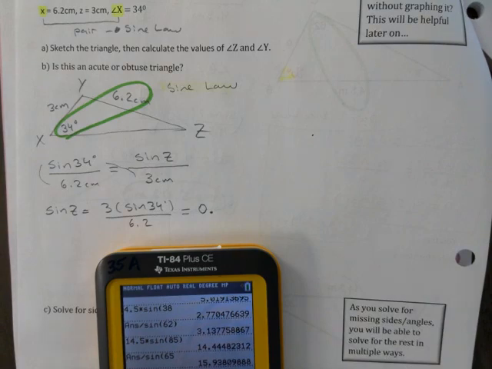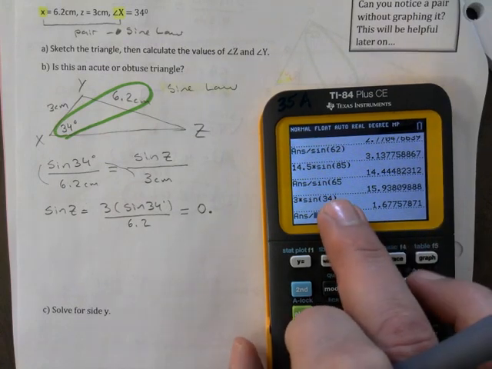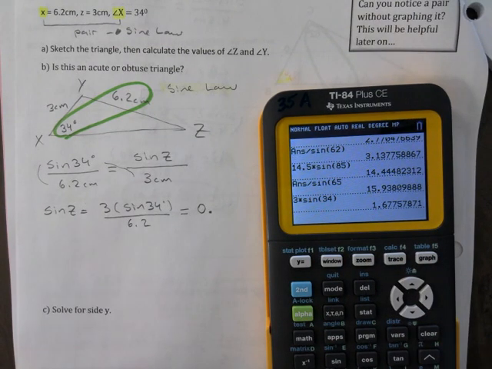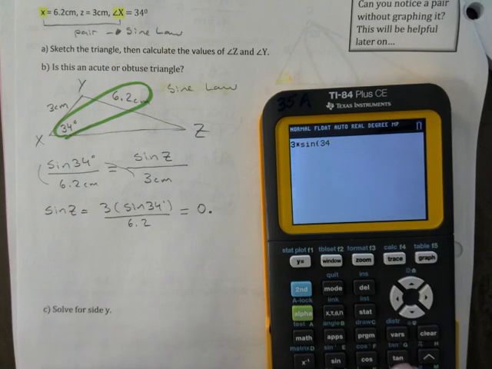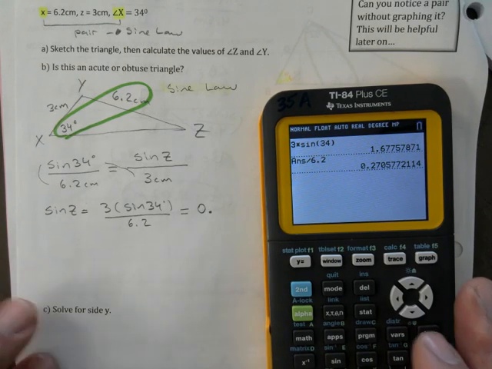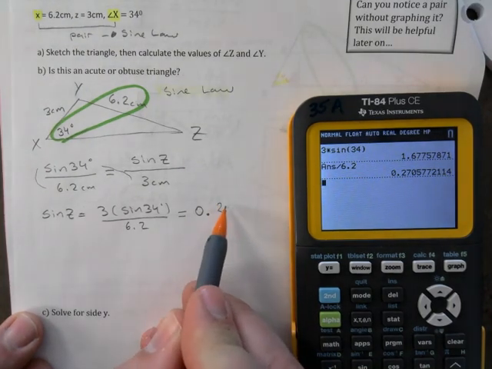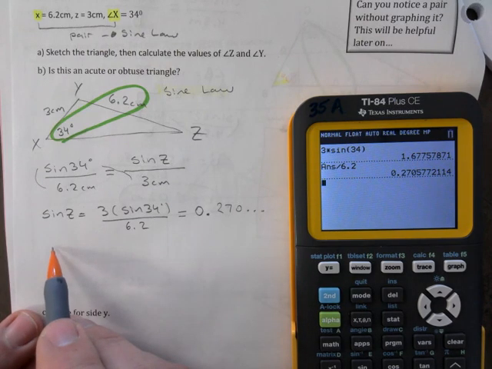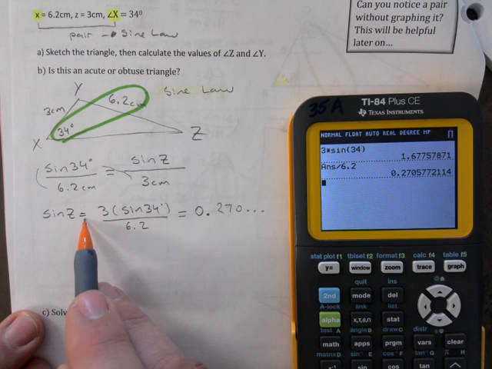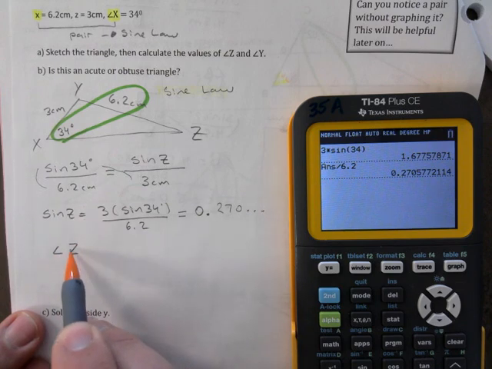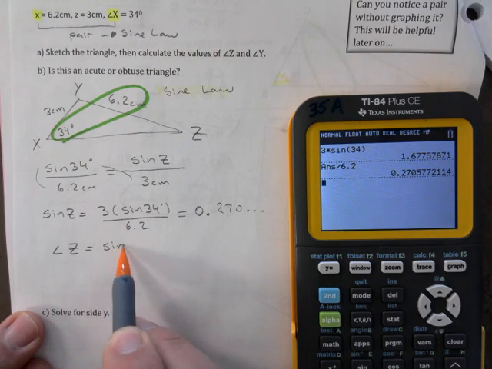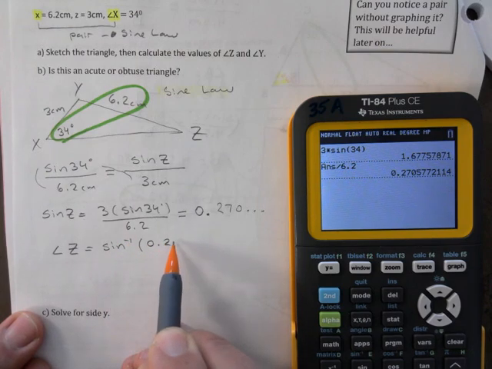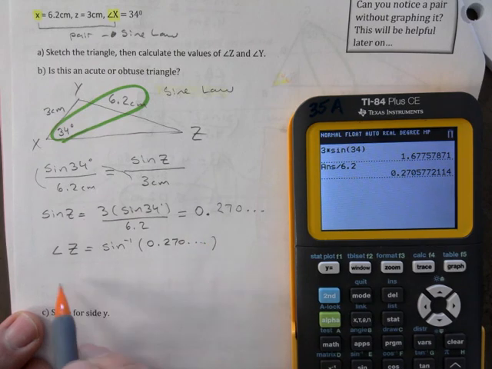So 3 times sine of 34 divided by 6.2, there it is, 0.270 dot dot dot. Just write down a couple of decimals and then you're good to go. So one line, 2 lines, here's your third line. Angle Z is sine inverse of 0.270 dot dot dot, okay? And that's where it is a little bit more work.